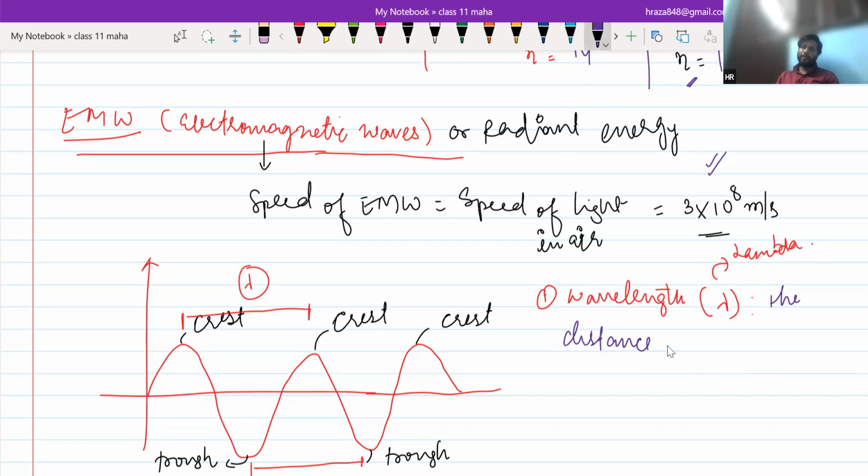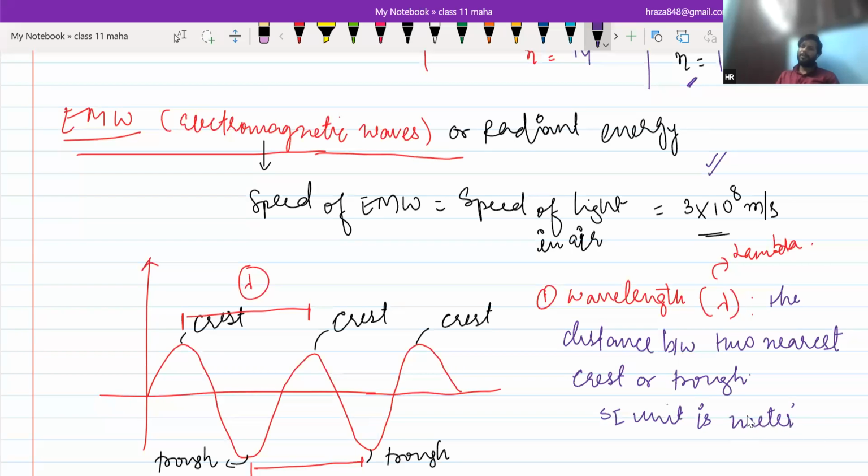between two nearest crests or two nearest troughs, and it is called wavelength. Since it is distance, its SI unit is meter. Other units can also be used according to our requirement, centimeter, kilometer. But generally we will use the unit meter or centimeter.